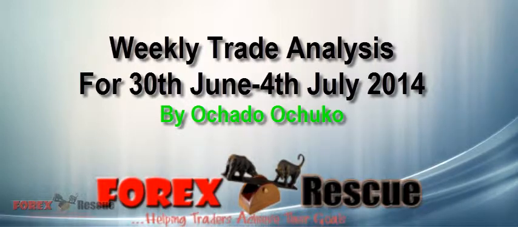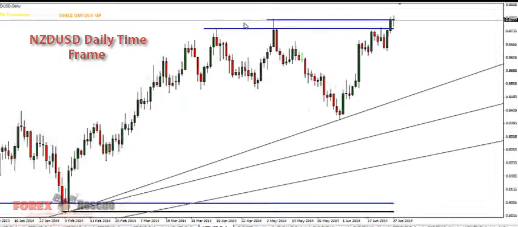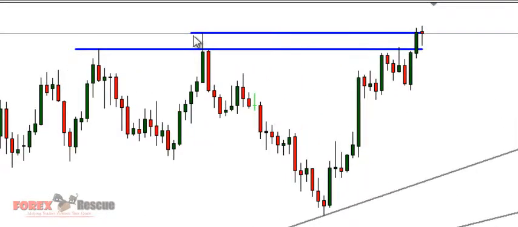So let's get started. First off, we have the New Zealand USD daily time frame. Now on this daily time frame, you'll notice that we have an area of resistance here. Price is currently hovering around a major area of resistance. You can see this area was tested before, price came down.